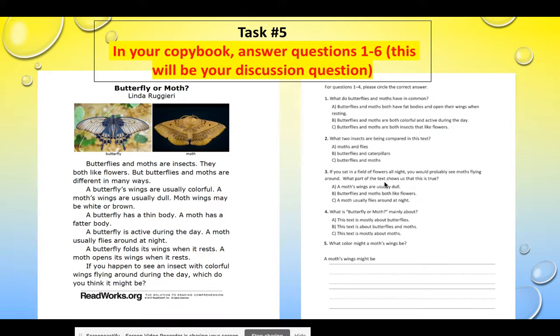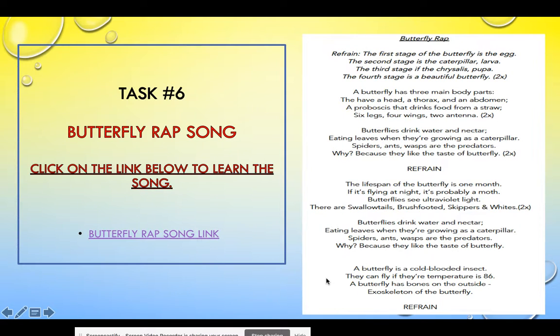All right, answer questions 1 through 6. You're going to read the story, butterfly or moth. All right, short story, answer these questions. This will also be your discussion question. So once you write these down, you will use them again in your discussion question. It says 1 through 6, but it should actually just be 5. No big deal. All right, here's their 6th task.